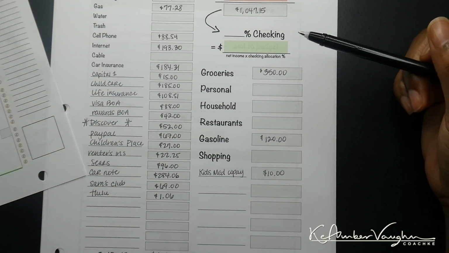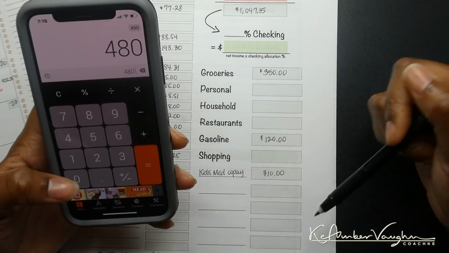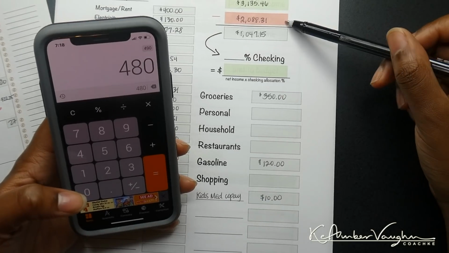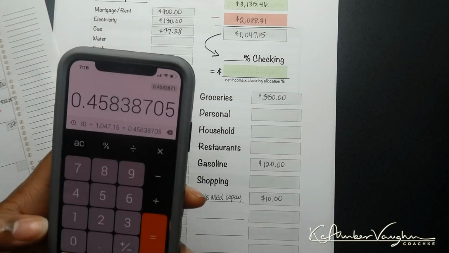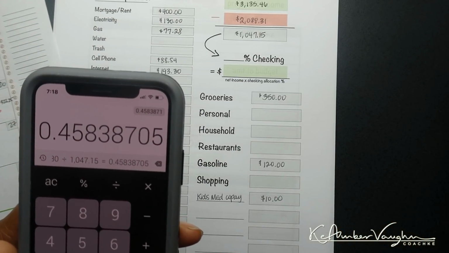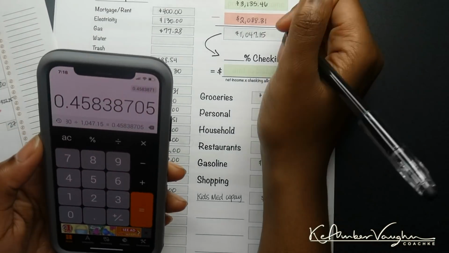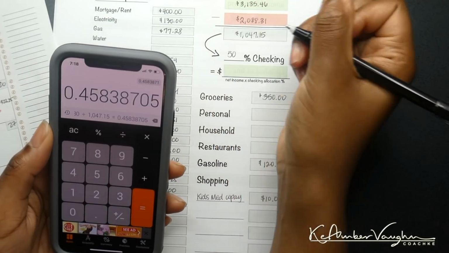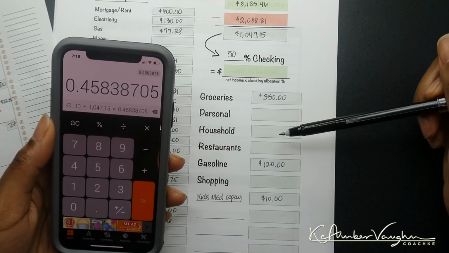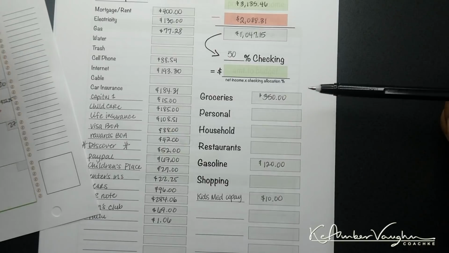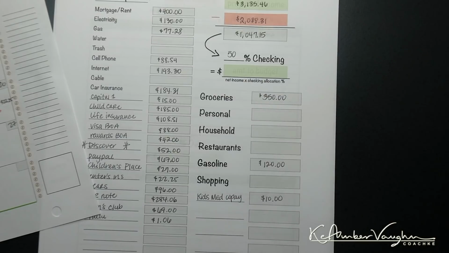So what we're going to do, we're going to take the $480 that we have budgeted for our everyday expenses down here, and we're going to divide it by the net income of $1,047.15. That gives me 45.8%. And when you are still in debt, I always recommend that you round up to the nearest 10. So that's going to give us 50%. And that just makes it easy for you to separate the savings and debt portion.